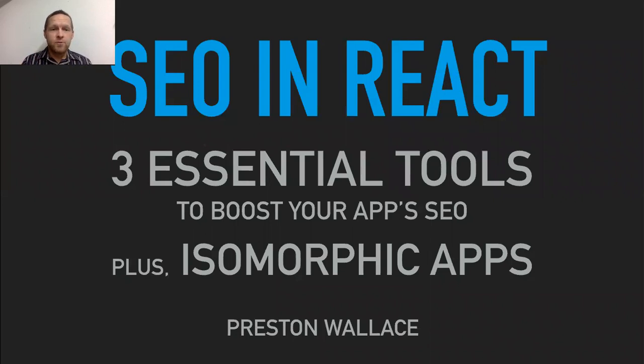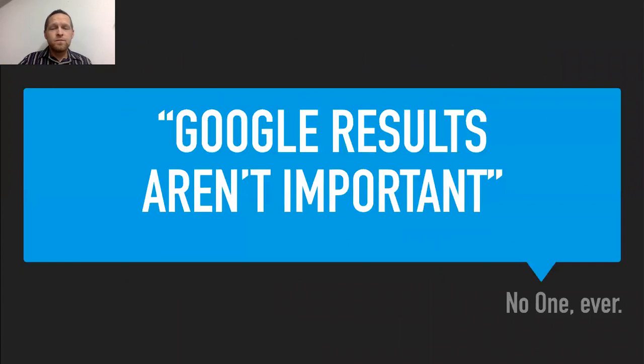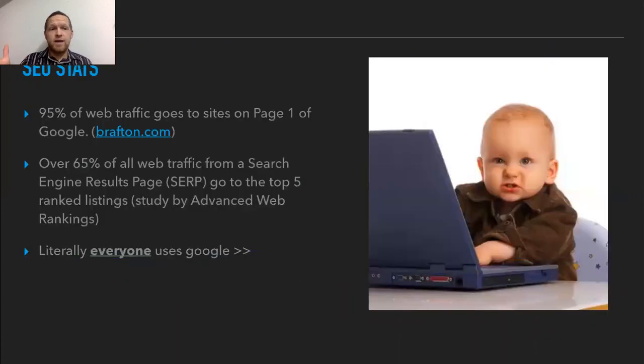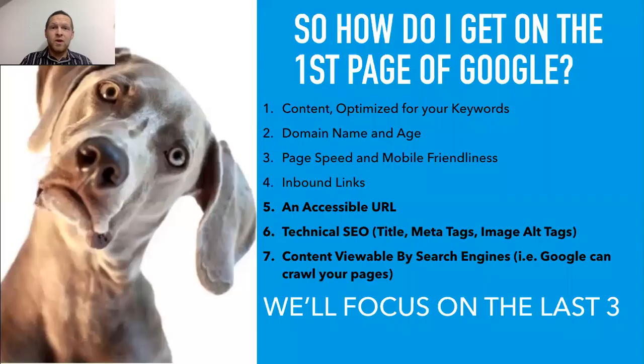SEO in React, where there are 3 essential tools that I'm gonna share today, plus talking about an isomorphic app. So Google results, of course, are important. The stats show that 95% of web traffic goes to sites on page 1 of Google. It's just crazy. And most of that traffic goes to the top 5. So literally everybody uses Google. How do we get on the first page of Google?